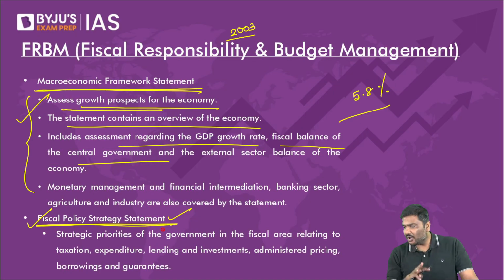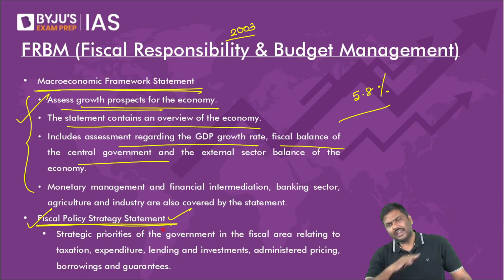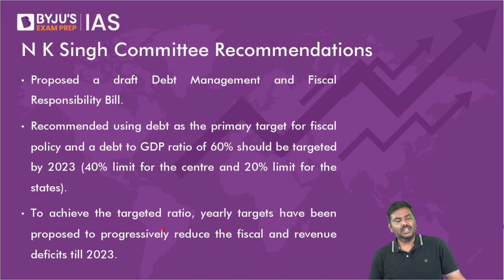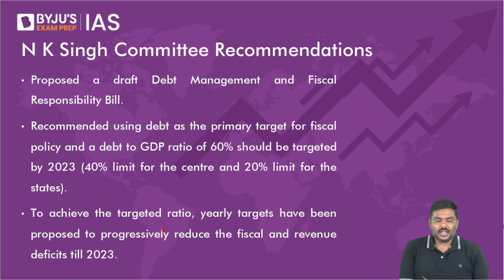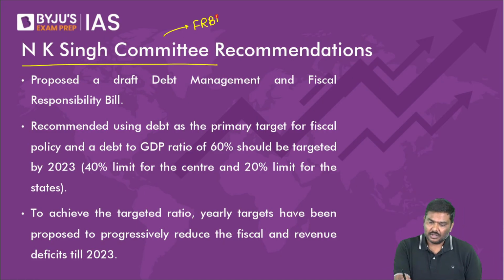Okay, so these three documents are basically provided every year by the government in the budget. Okay, done, right? So next is the concept of an encasing committee, right? That is basically the FRBM review committee. FRBM review committee. Okay, so we'll take up the FRBM review committee after the break.